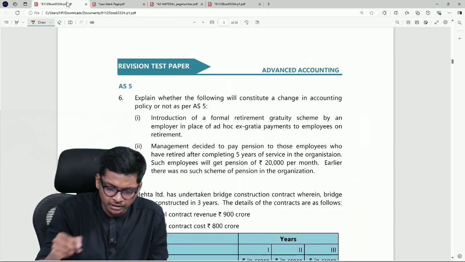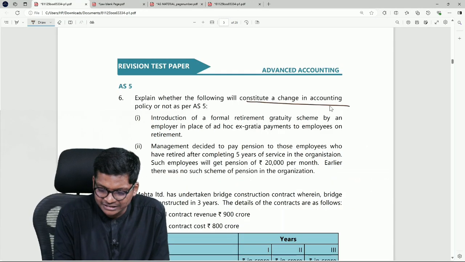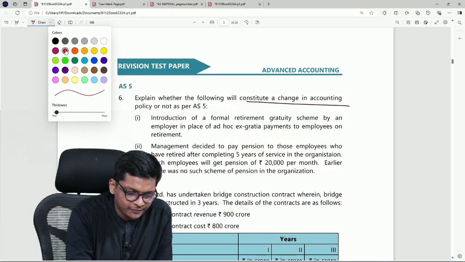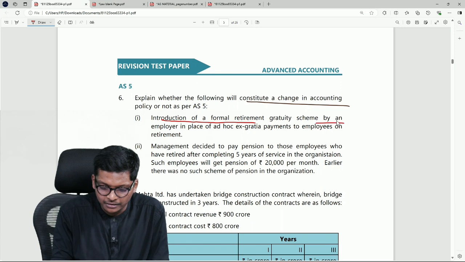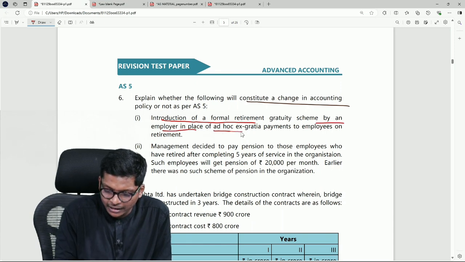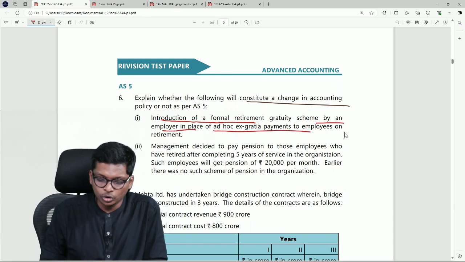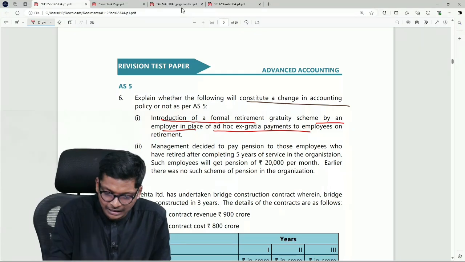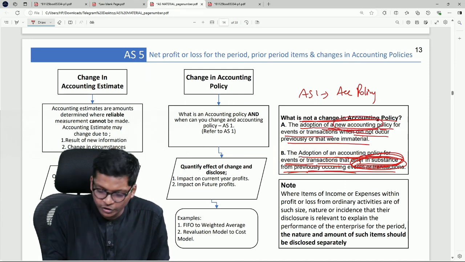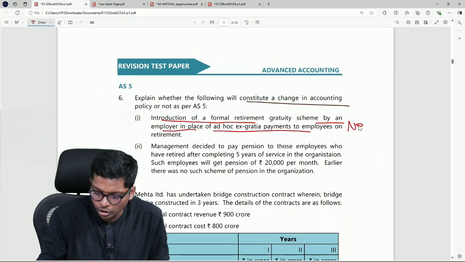So, now you read here whether this will be constituting a change in accounting policy or not. I gave you theory background. Now, introduction of a formal gratuity retirement plan by employer in place of an ad hoc gratuity plan. So, before I used to give randomly, now I am introducing a plan. Look at this. Here, adoption of a new accounting policy is not a change.